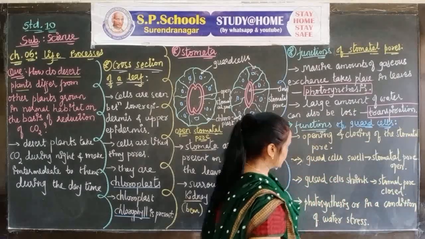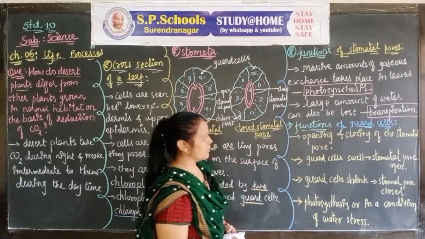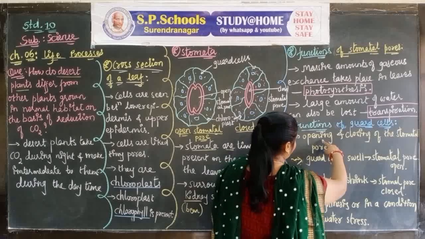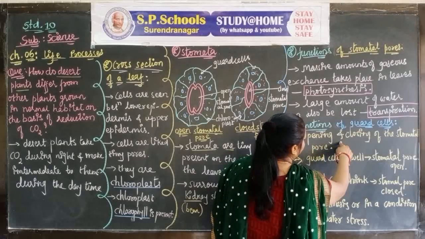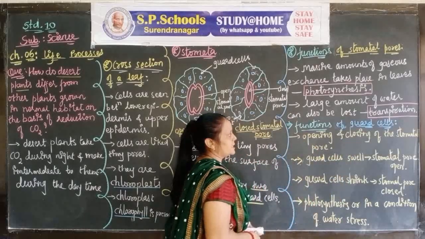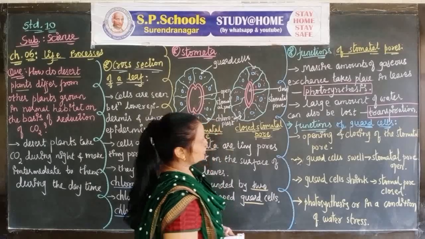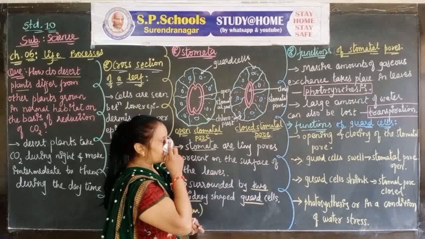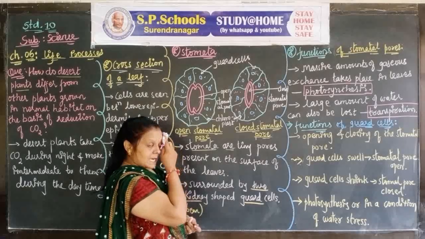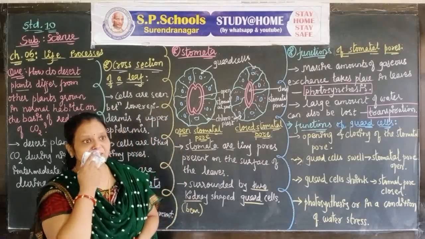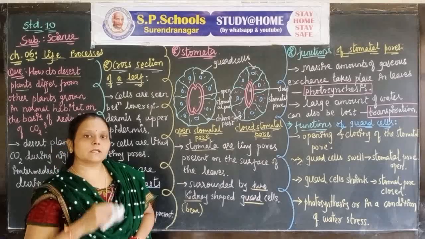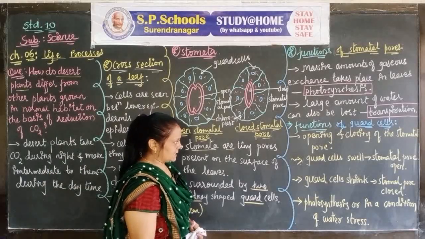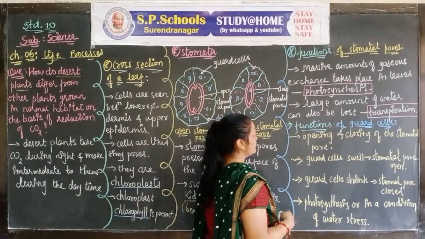Two functions can be shown by guard cells. The guard cells can open and close the stomatal pore. So the opening and closing of stomatal pores can occur by guard cells. Guard cells help in opening and closing stomatal pores. How can it occur? Let's see.